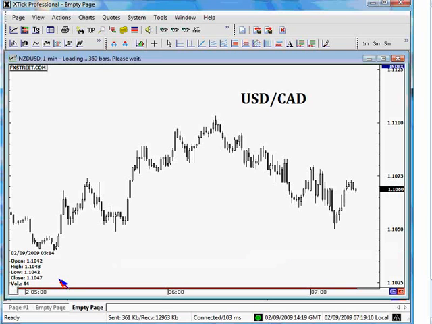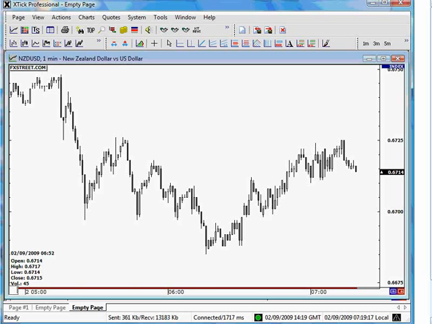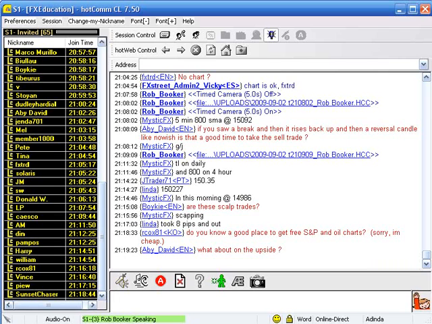New Zealand dollar, US dollar. All right, this one's looking pretty good. Arcox says, do you know a good place to get free S&P and oil charts? No, sorry, I don't know a good free place for that. What about on the upside, asks AB? I don't know, AB. I don't have a lot to say about the upside on that pair.